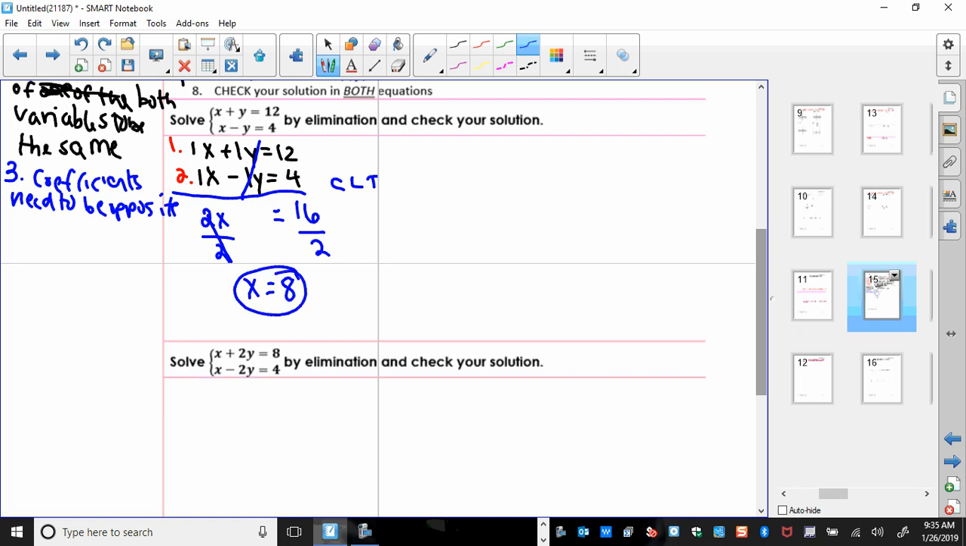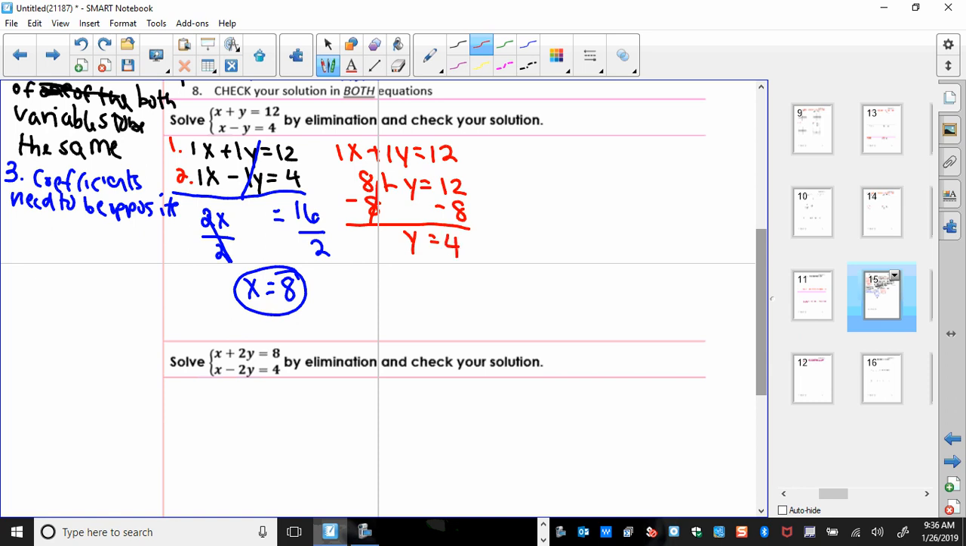Okay, so I have the first part. Now I need to find y. You could pick the first equation. We have 1x plus 1y equals 12. We know what x is. 1 times 8 plus y equals 12. This is just 8, so I'm just going to put 8 plus y. Solving for y, I subtract 8 on both sides, and y equals 4.